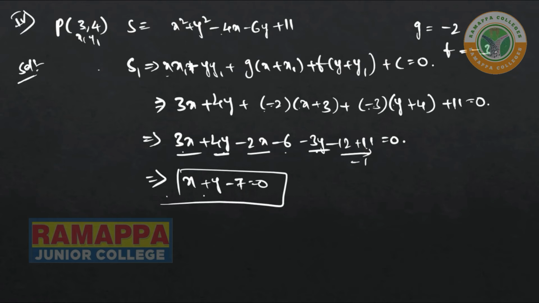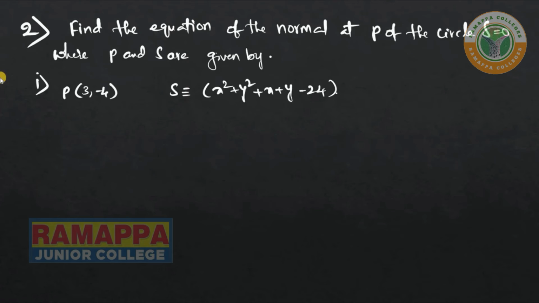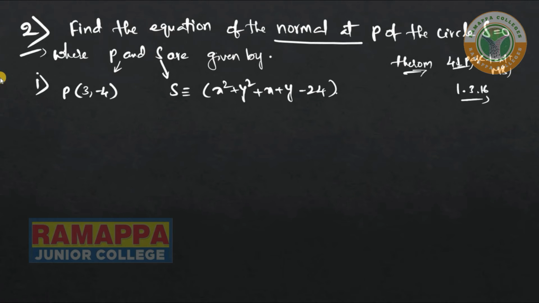Now move to the second bit. The second bit is: find the equation of the normal at P of the circle S equal to 0, where P and S are given. So S is a circle given here and P is a point. This question has a theorem. Where will you find the theorem? On page 41 of the Maths B textbook, where you find 1.3.16. This is the normal form.